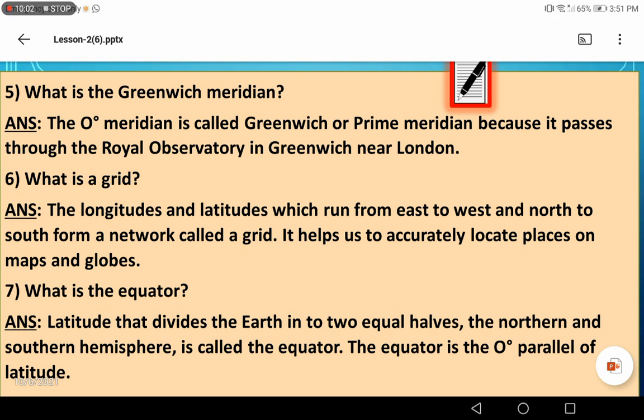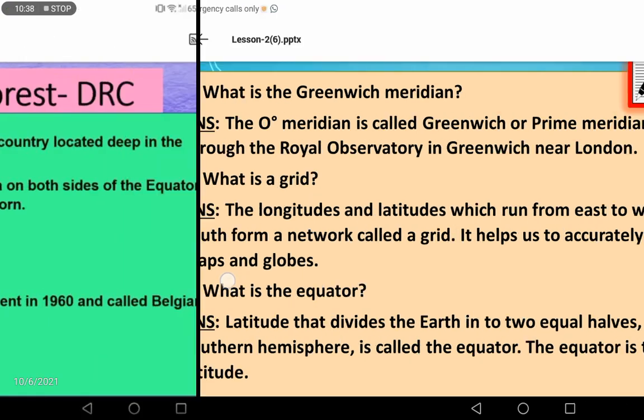What is the Greenwich meridian? The 0-degree meridian is called Greenwich or prime meridian because it passes through the Royal Observatory in Greenwich near London. What is a grid? The longitudes and latitudes which run from east to west and north to south form a network called a grid. It helps us to accurately locate places on maps and globes. What is the equator? The latitude that divides the earth into two equal halves, the northern and the southern hemisphere, is called the equator. The equator is the 0 degree parallel of latitude.